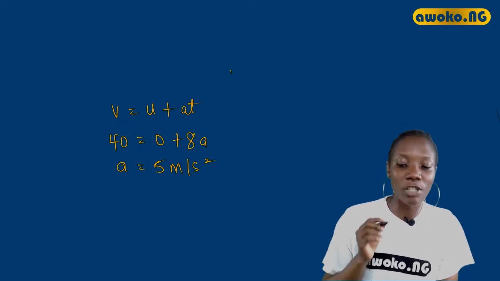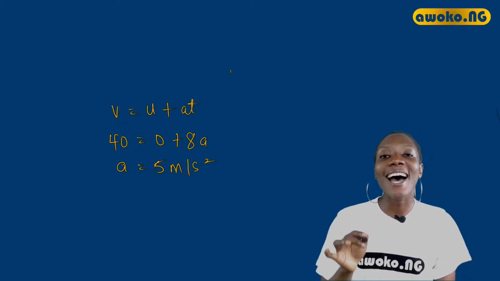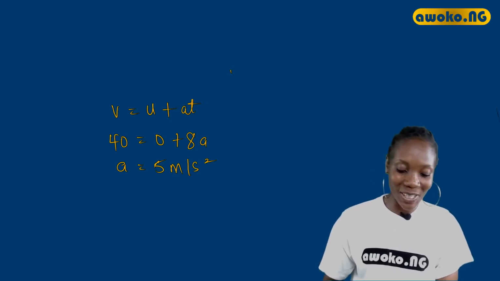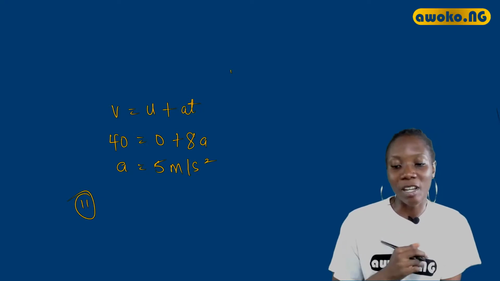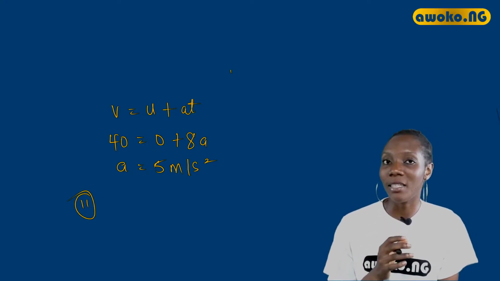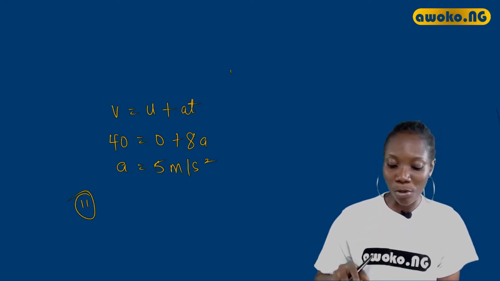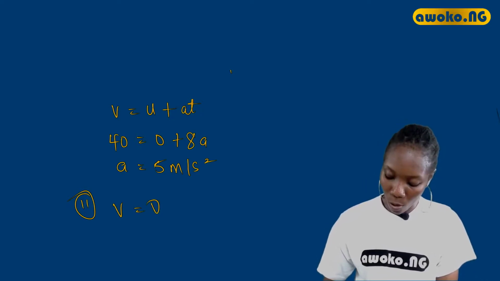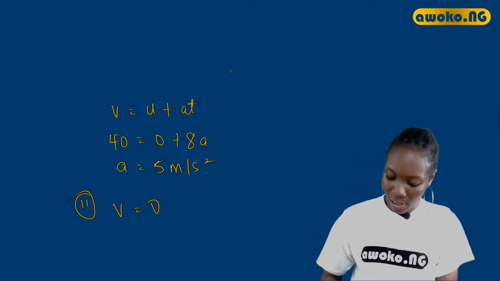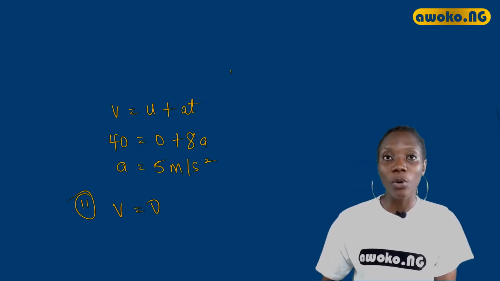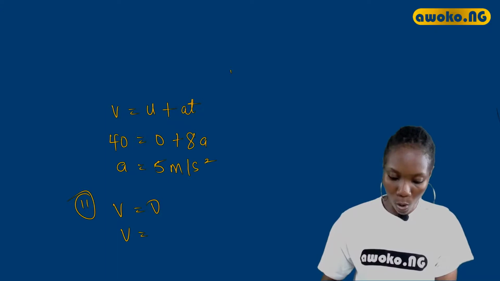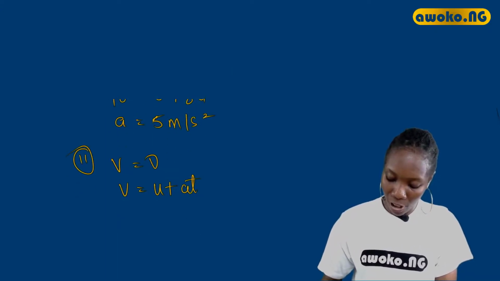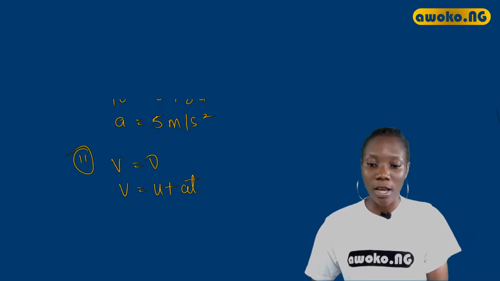Now the next one is to find the retardation. I so much love that word. Okay, so the next one is to find the retardation. Okay, now let's go back to the question and understand it properly. When the body is brought to rest, right, final velocity v will equal 0. So using this same equation of motion, which is v equals u plus at, we can get another relation that can help us in solving this.